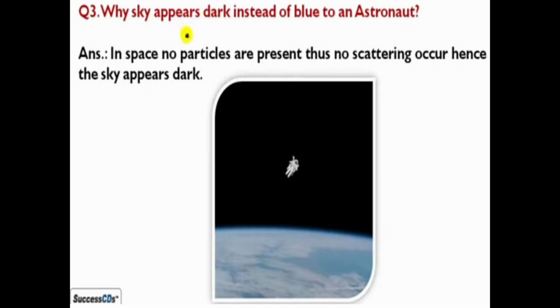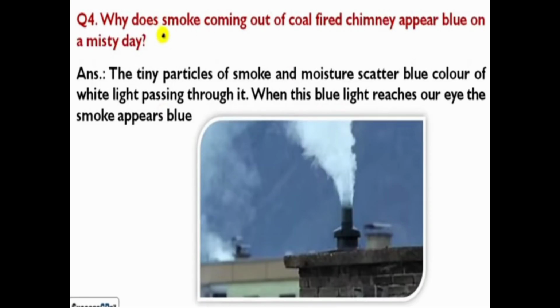Then, why does the sky appear dark instead of blue to an astronaut? As I told you, at higher altitudes the scattering is not that much prominent. So in space no particles are present. There are no molecules of air, neither are there fine particles of atmosphere, and so there is no scattering of any light. That's why their sky appears dark.